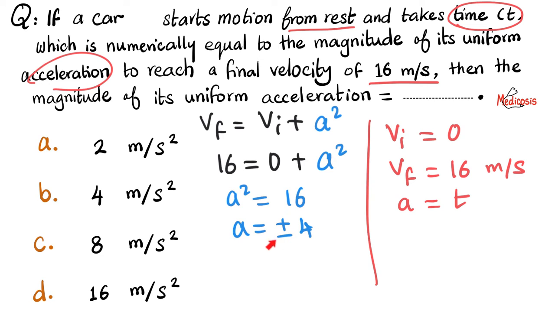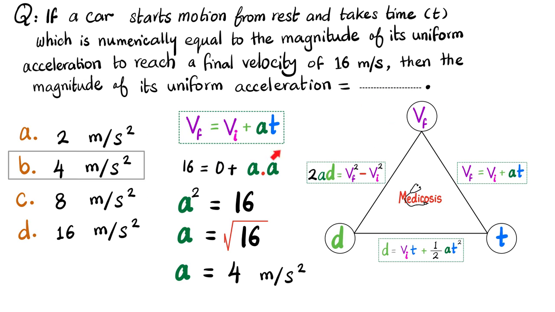All right, is it positive 4 or negative 4? We started from rest and we are speeding up, of course. So it has to be a positive number, making choice B the correct answer. And here is the same answer in color. We decided to use this equation, of course.